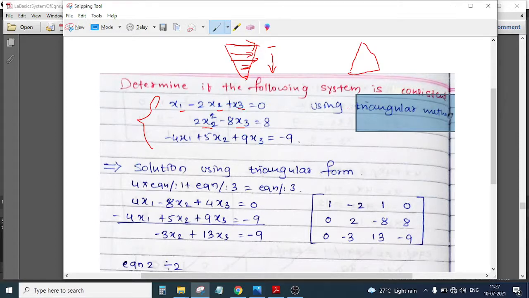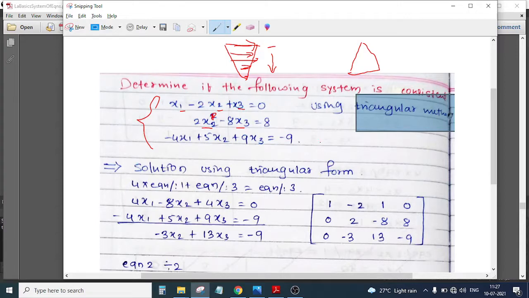Now let us take the same example we have taken. The first equation is x1 minus 2x2 plus x3 is equal to 0. The second equation is, please don't consider this square here, 2x2 minus 8x3 is equal to 8. The third equation is minus 4x1 plus 5x2 plus 9x3 is equal to minus 9.